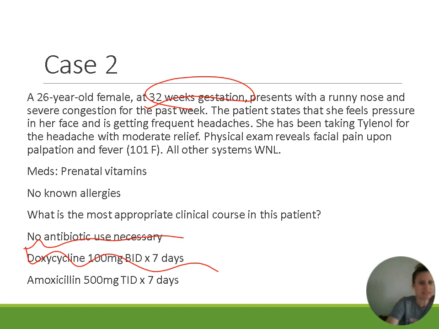So amoxicillin 500 milligrams TID for 7 days. Yes, that is good. Amoxicillin is generally considered safe in pregnant women. Three times a day is the appropriate dose for the 500 milligram tablets, and 7 days is an appropriate length of therapy. I would also let her know what symptomatic care is safe in pregnancy.